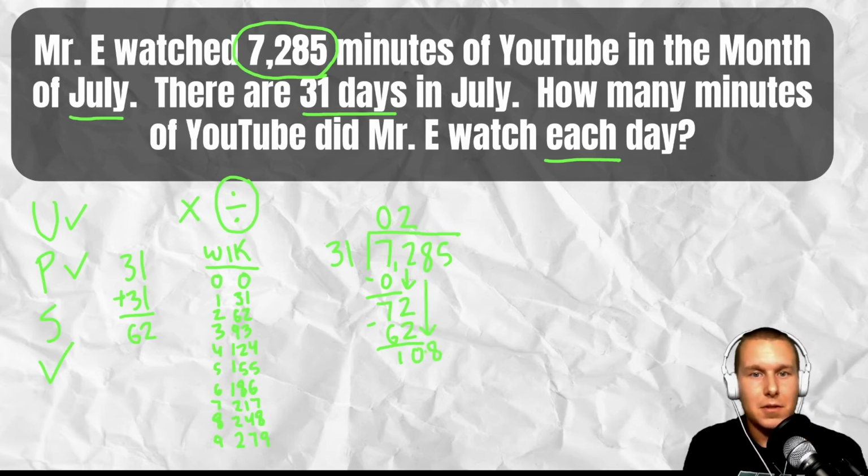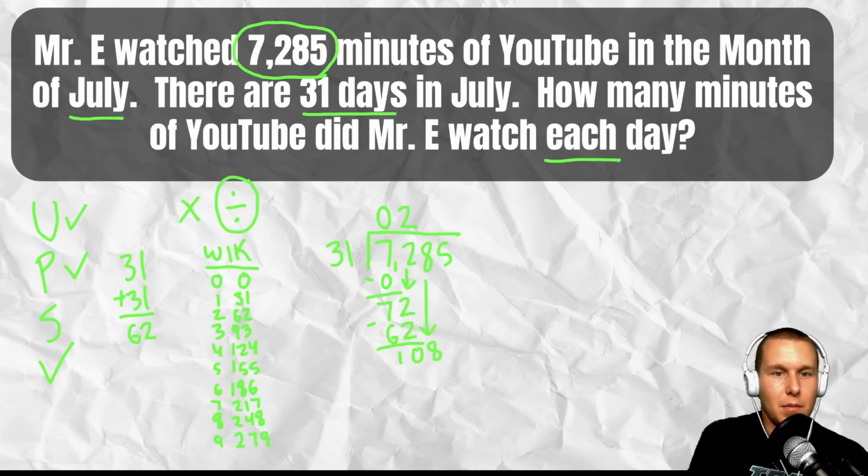Then I start the process over. How many times does 31 fit into 108? Well, 124 is a little too big, so we're going to use the number 3 for 93. So 93 comes down here. I subtract. That'll give me a 15. Then I bring down the next 5.